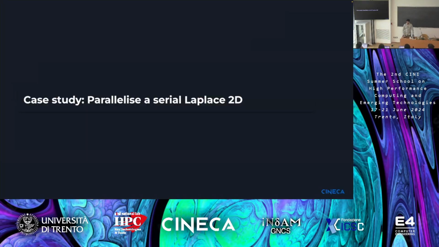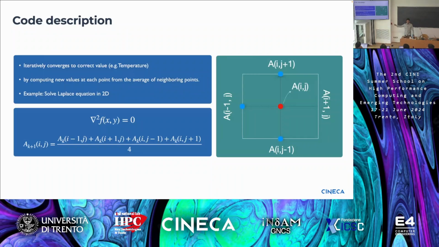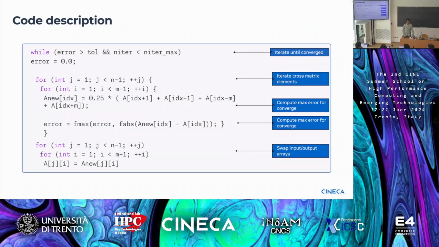So the case study is Laplace 2D, which you might have seen in another course. It's very famous and abused at the same time. What you want to do is take this plate and see what the temperature would be for a given space in the future. The code is pretty simple. If you want to know the value of A[i][j], you just have to sum the neighbors and divide by 4.